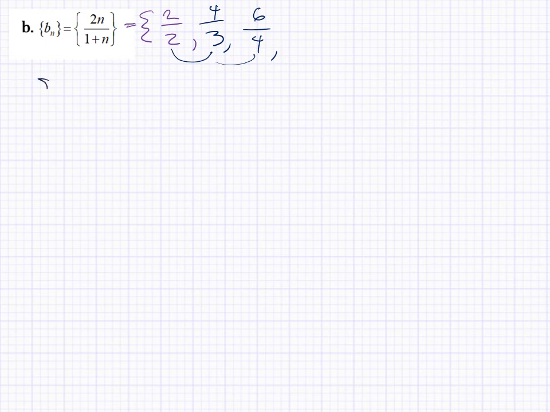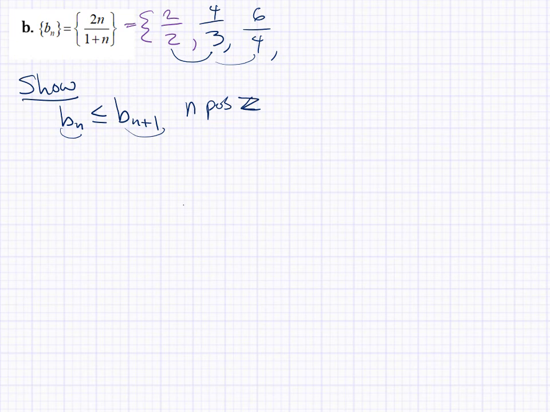So it looks like they're getting bigger, so I need to show that that's happening. How can I show that? I need to show that b sub n is less than or equal to b sub n plus 1 for all n, for n being positive integers. So this tells me that one term is less than or equal to the next term, so that it's increasing or staying the same.